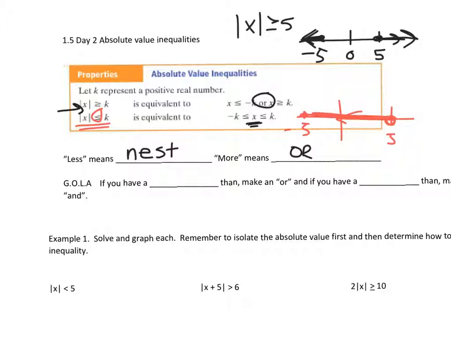Another way to look at it is GOLA, G-O and then L-A. If you have a greater than, you make an OR. If you have a less than, you make an AND. So remember, this would be an AND situation.